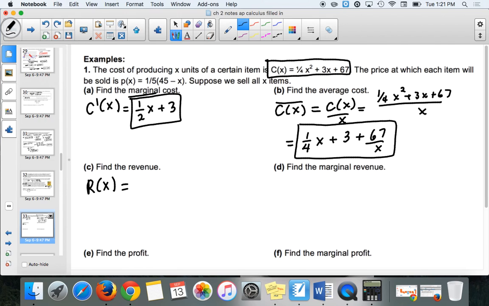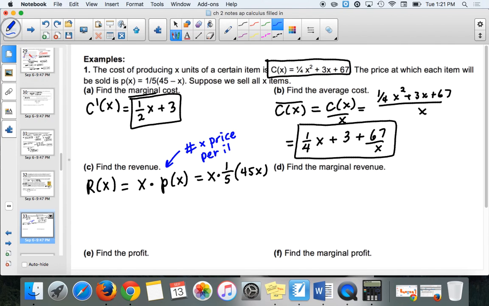So we're going to take our number of items, X, and we're going to multiply by the P of X, the price per item. So it's X times 1/5, 45 minus X. So we did number times the price per item. And we'll go ahead and simplify. So we get X over 5 times 45. So 9X minus 1/5 X squared.